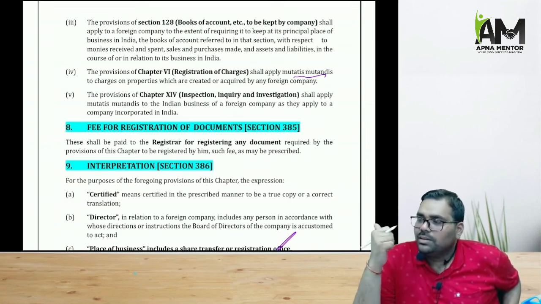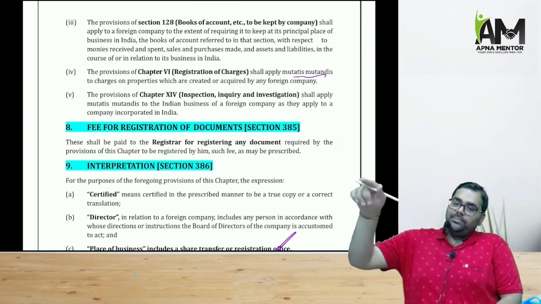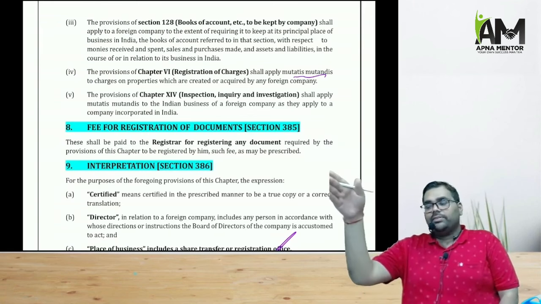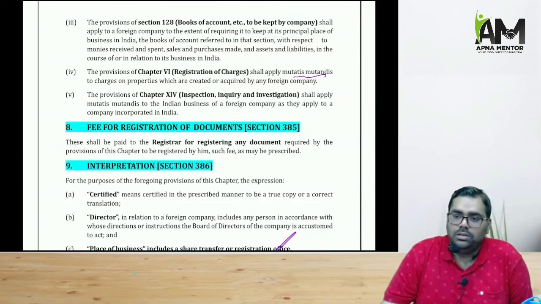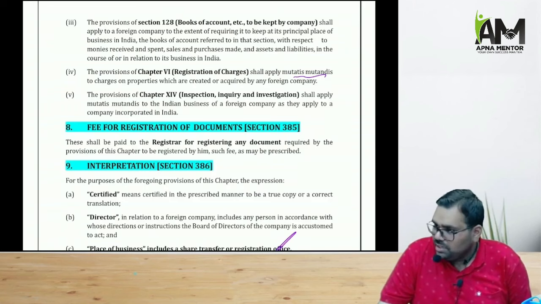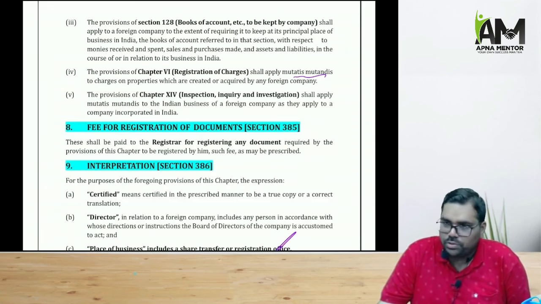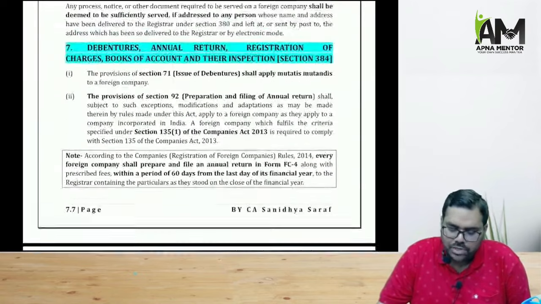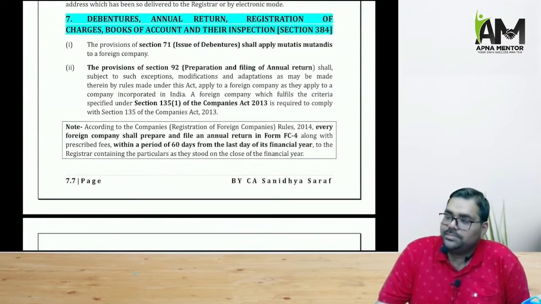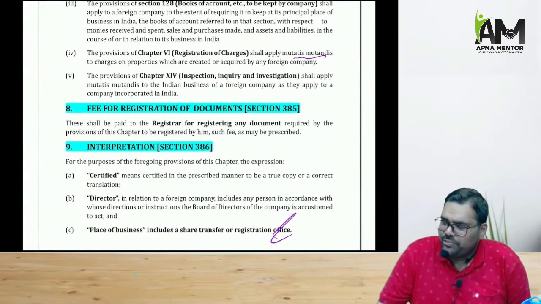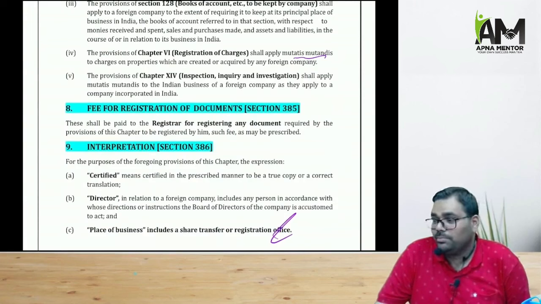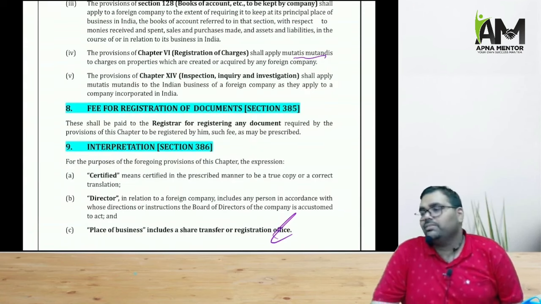380 documents. 381 is accounts. 379 applicability of the act. 382 display of name. 383 service of notice. And 384 was applicability of other provisions, right? And then we have 385, the fee for registration. Even if you don't remember all the sections, it's fine, at least remember section 379, 380, 381. 379 is the applicability of the act, 380 is the documents, 381 is the accounts.